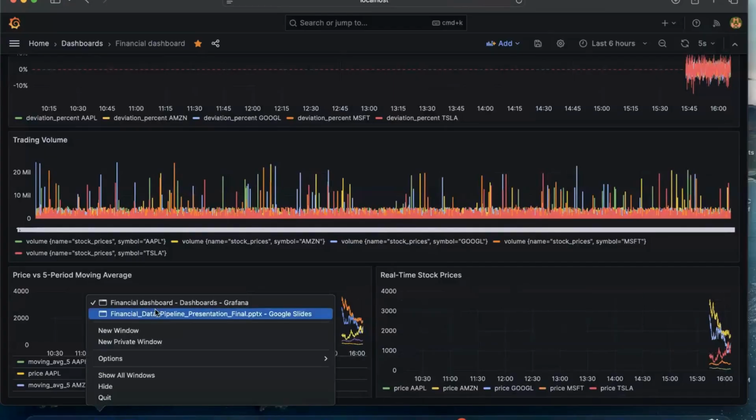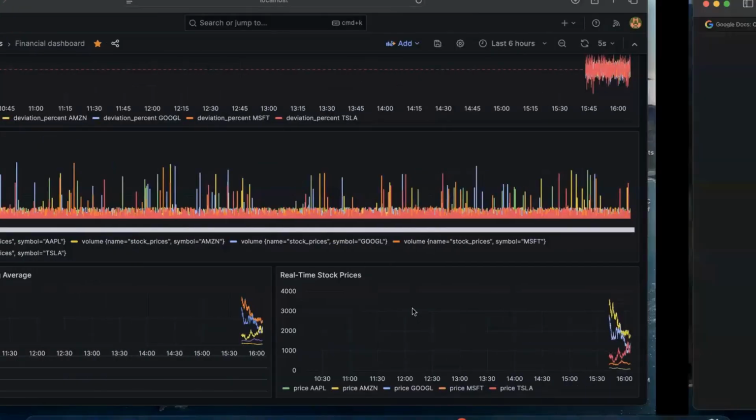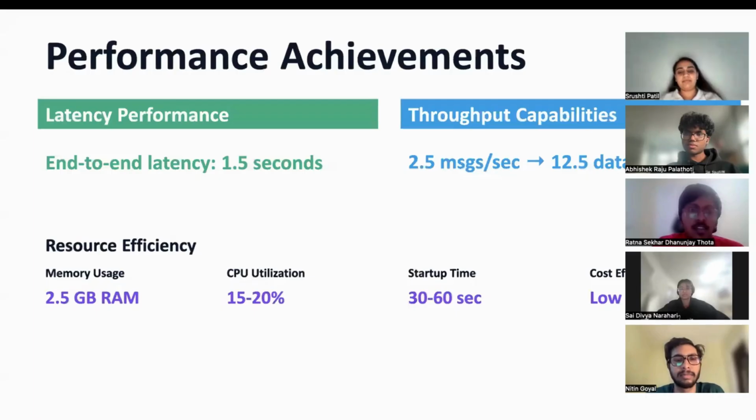Now moving forward with the slides, I'll be talking about our performance achievements.